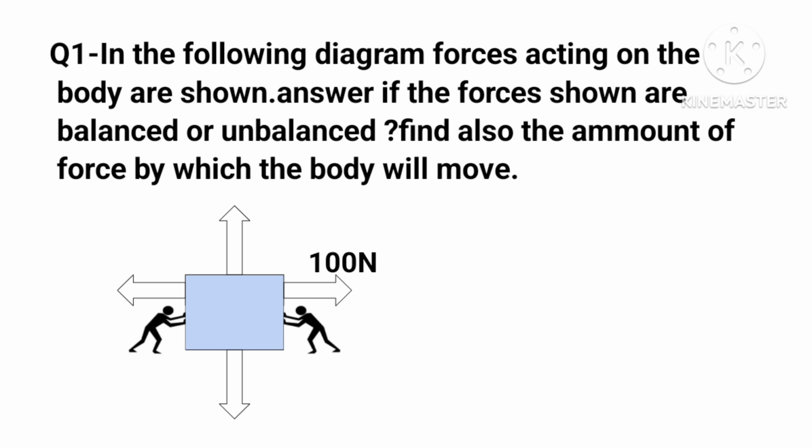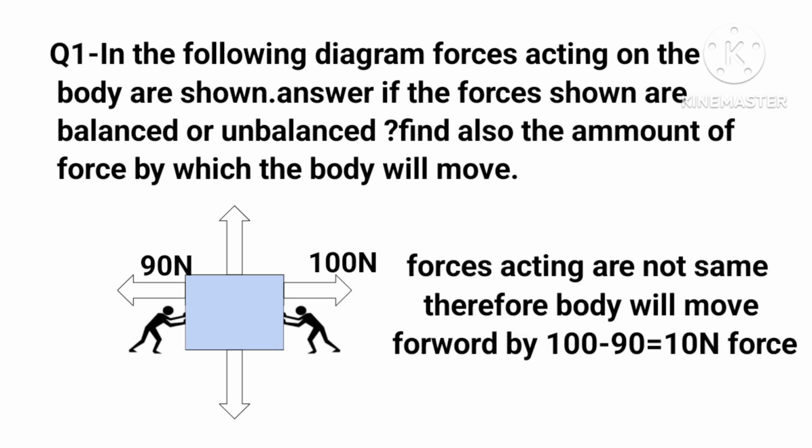In the following diagram, forces acting on the body are shown. Answer if the forces shown are balanced or unbalanced. Find also the amount of force by which the body will move. Forces acting are not the same, therefore the body will move forward by 100 minus 90 equals 10 N force.